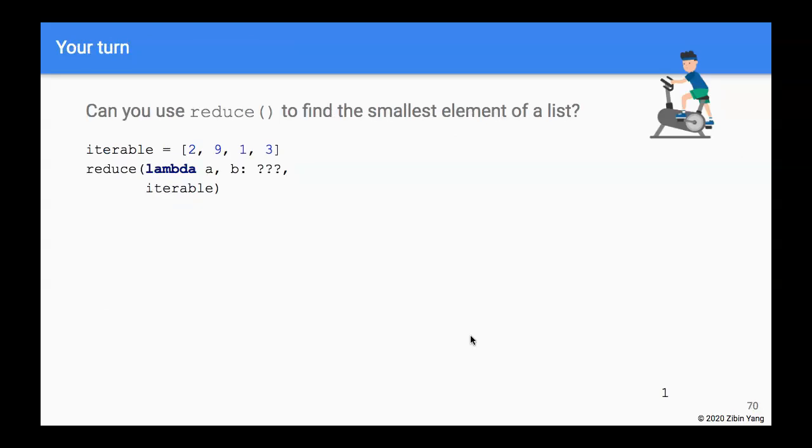Now, next, I would actually like you to give this a try yourself. Can you use reduce to find the smallest element of a given list? In other words, here's a list, and then we do reduce with lambda a and b, remember, always a function that takes two inputs. What can we put here such that when this is said and done, we are going to get the smallest element, which in this case is 1? So pause the video, please, and give this a try.